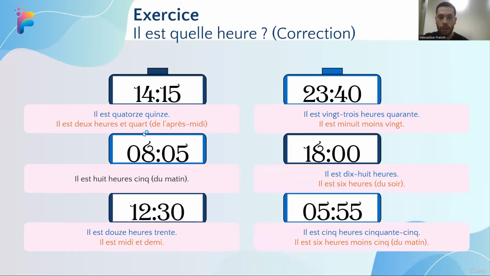So note also that if you say all the numbers, that may sound a little more formal. If you say il est 23h40, that would be slightly more formal, perhaps, than il est minuit moins 20. Okay, but that's not really a problem. Both are correct.